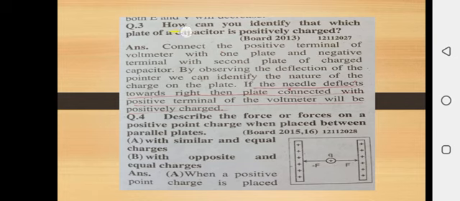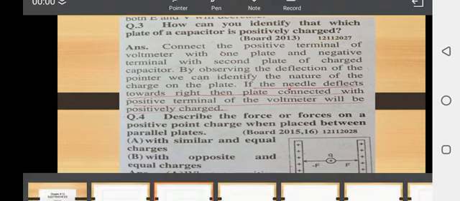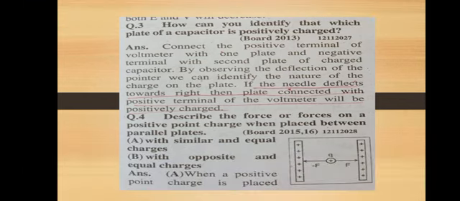Question number 3, how can you identify which plate of a capacitor is positively charged? To check the positively charged plate, connect the capacitor with a voltmeter. One plate is positively charged while the other plate is negatively charged. If the needle deflects towards the right, then the plate connected with the positive terminal of the voltmeter will be positively charged. This is its answer.